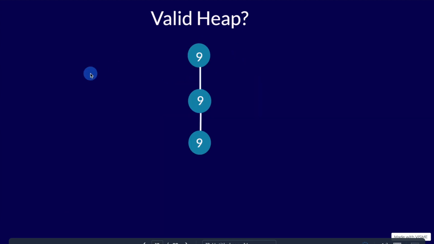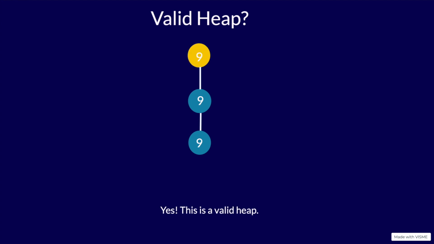Okay, so is this a valid heap? Yes, this is a valid heap. Why? Because the values of the child nodes are equal to the value of the parent nodes, which satisfies the heap invariant, the heap property. Remember, it is either less than or equal to, or greater than or equal to, right? But in this case, it is equal to the child nodes, so it is a valid heap.